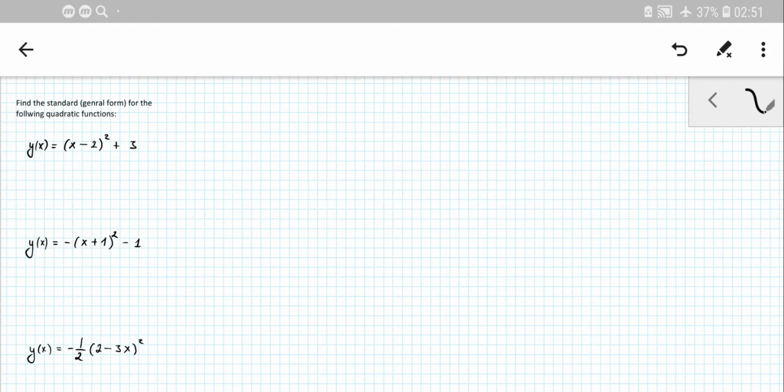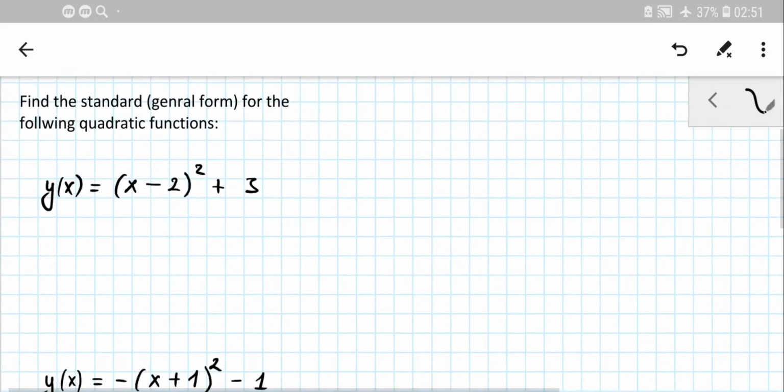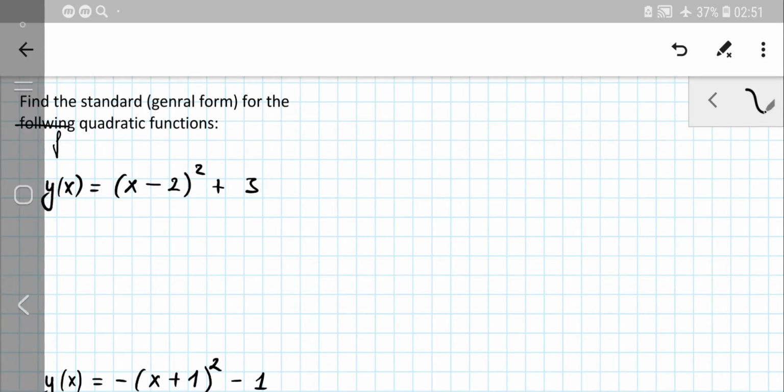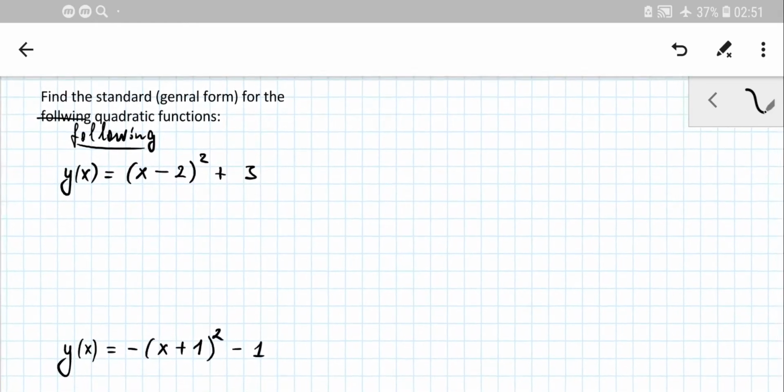Just pause the video, try to make a screenshot, and I'll just zoom in. So what you need to do is find the standard or general form. That's the same actually, those terms are used interchangeably, for the following quadratic functions.